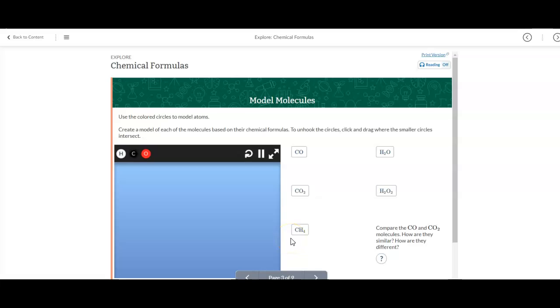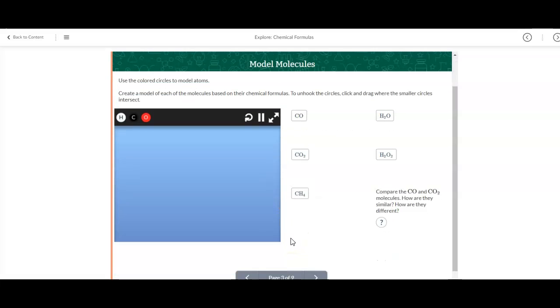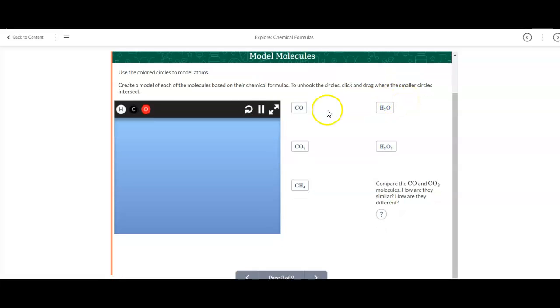All right, so when we get here, we have just a little activity to help us figure out how to create a model of each of the molecules based on their chemical formulas. To unhook the circles, you click and drag where the smaller circles are. So we've got carbon and oxygen. So we would want to put carbon and oxygen together. And that shows what that would look like.